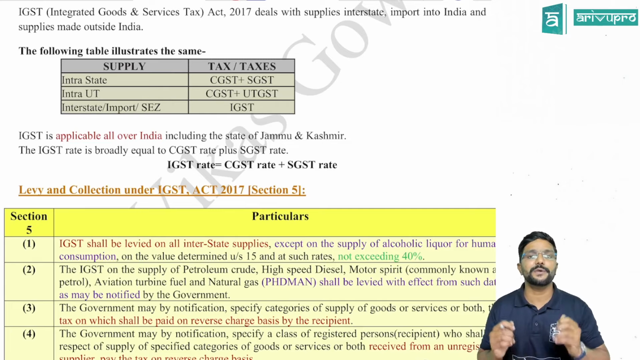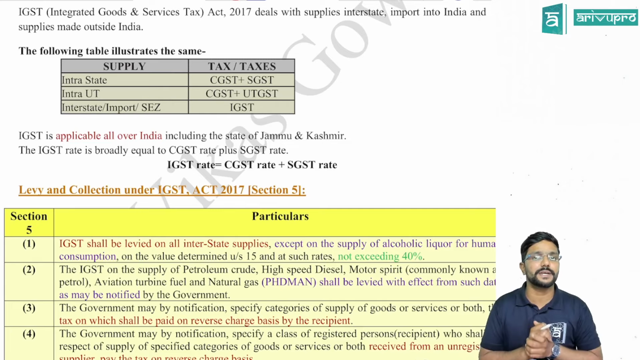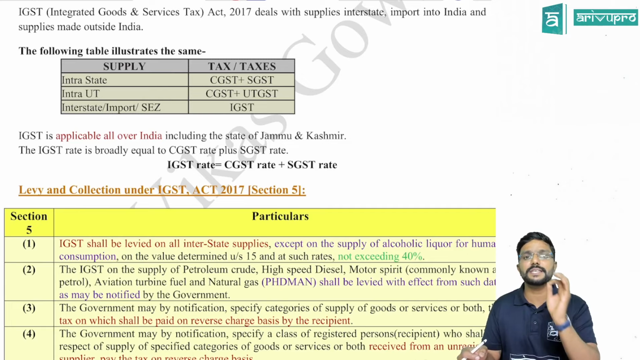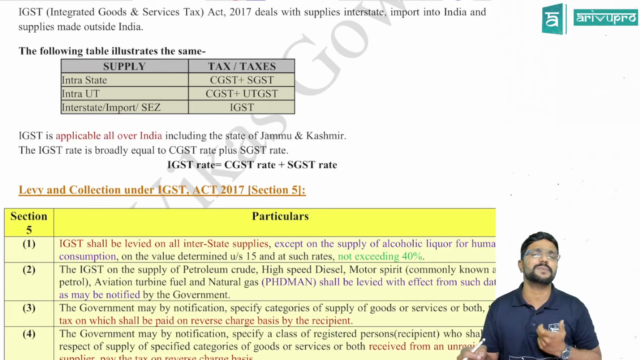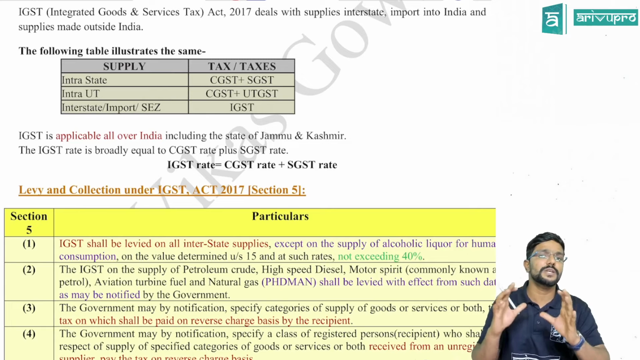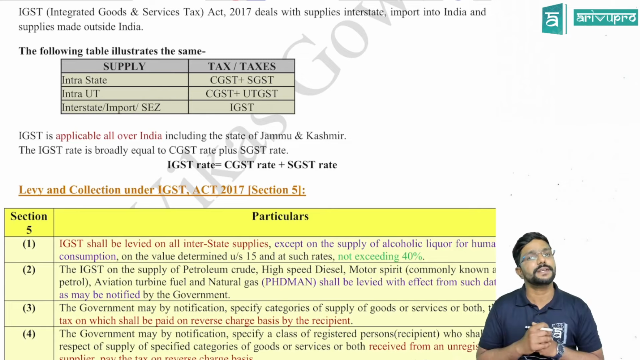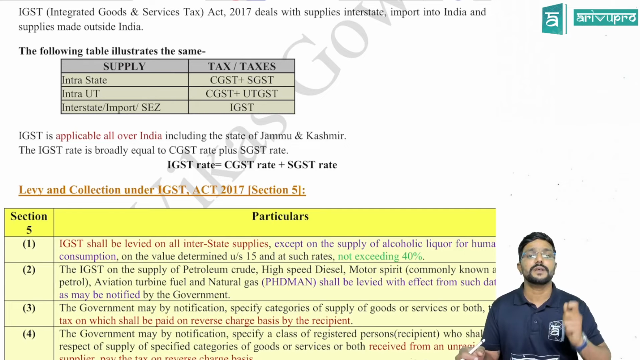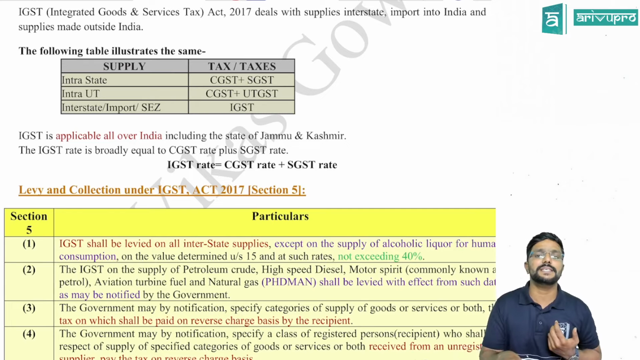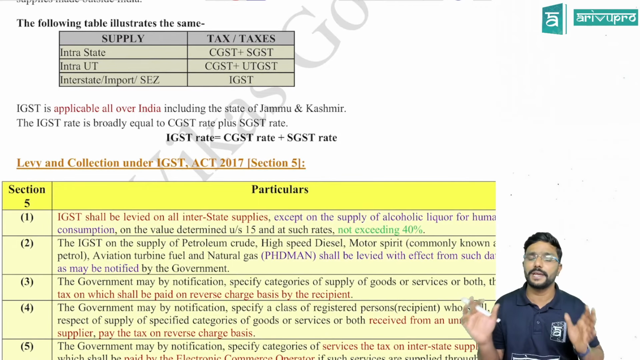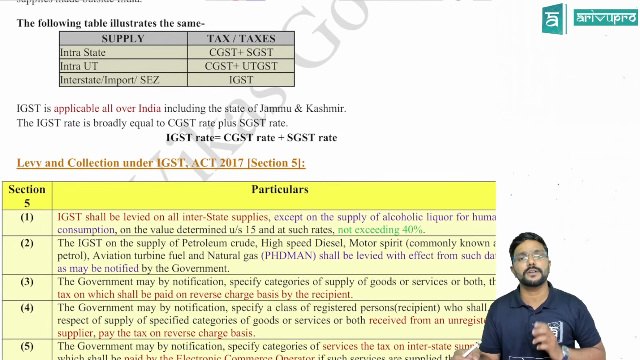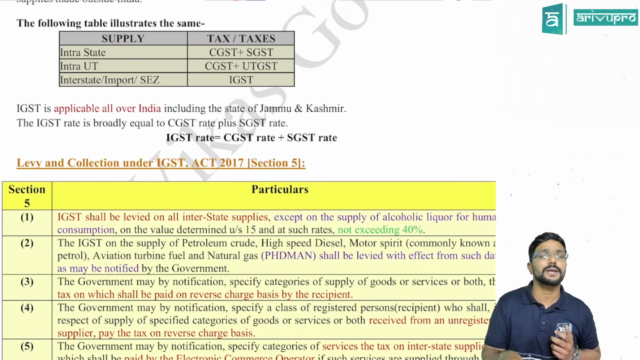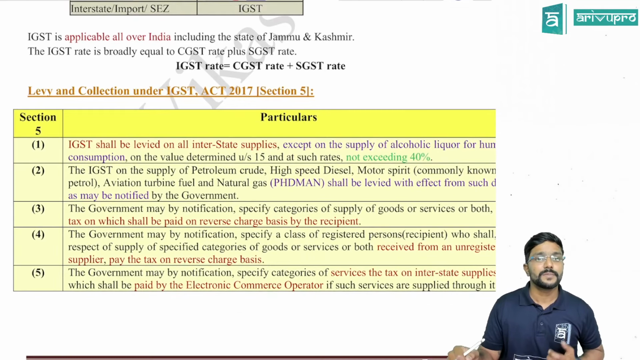Then coming to intra-union territory, that is supply within the union territory, CGST will be levied and collected by the central government, whereas UTGST will be levied and collected by the central government, but it will be used only for the development of the same union territory where the supply has taken place. And whenever there is an interstate supply or import or export of goods, then IGST would be levied by the central government fully, but half of it is the revenue of the central government, and the other half belongs to the destination state. Then IGST is applicable all over India, including Jammu Kashmir.